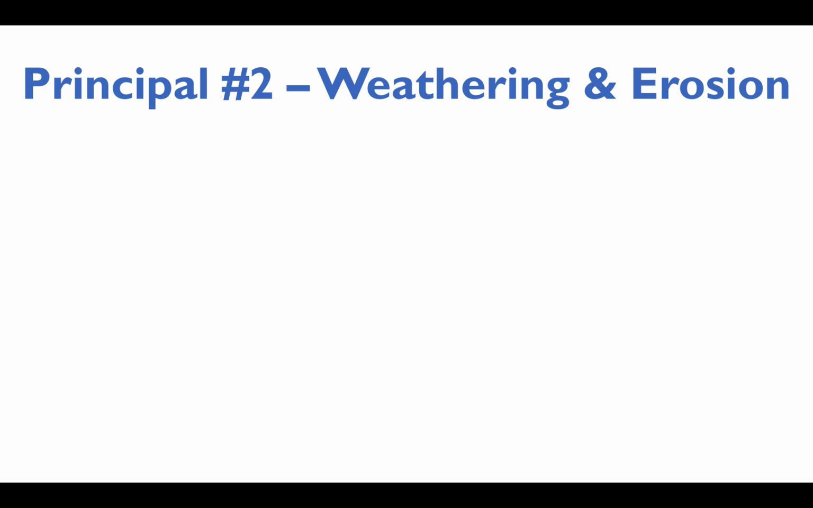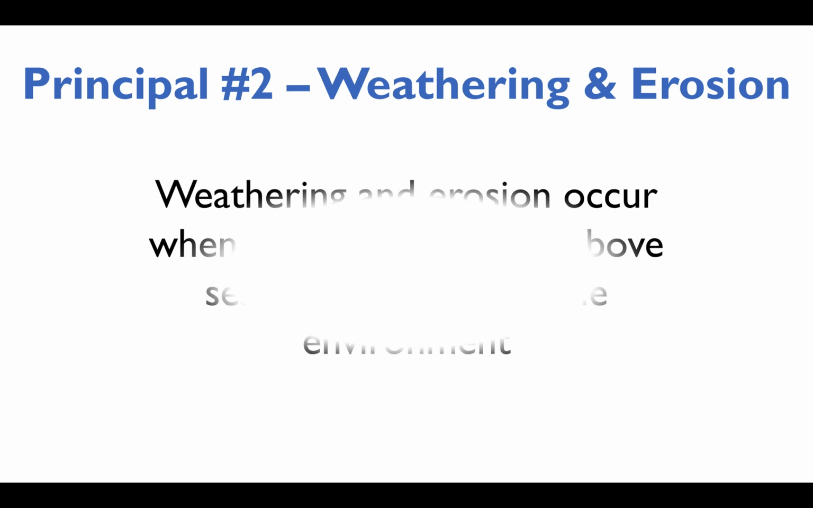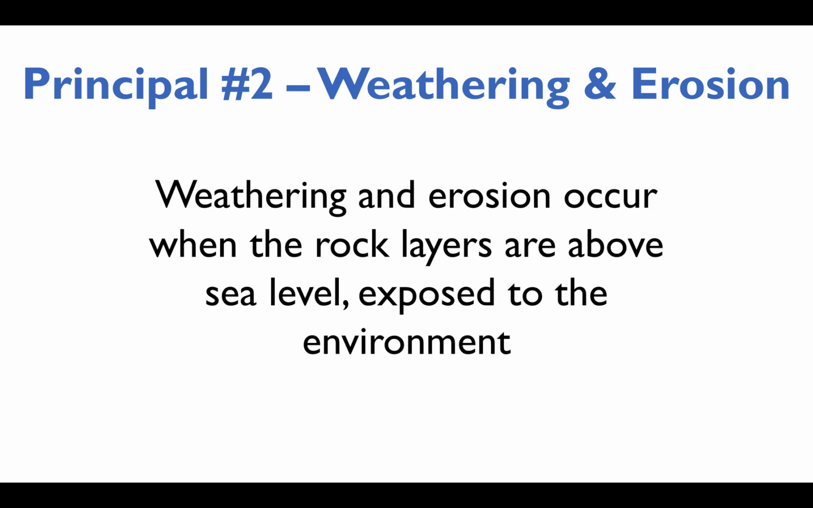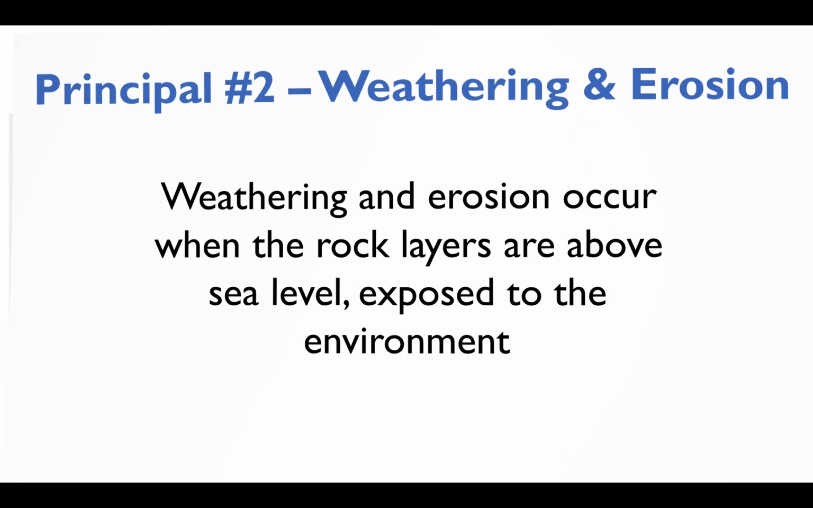Principle number 2. Weathering and erosion. Well, once you have your rock layers formed, how do they get broken down and transported? Basically, weathering and erosion happen when the rock layers are above sea level and exposed to the environment, which makes sense because you need the wind and the water, the rain to conduct these processes of weathering and erosion. So the rock layers form below the water, and once they get above sea level and are exposed to the environment, that's when weathering and erosion can occur.